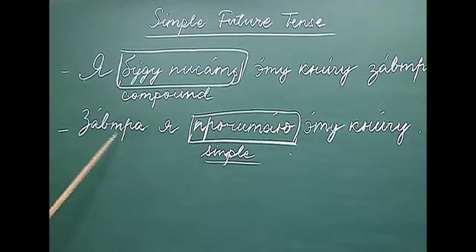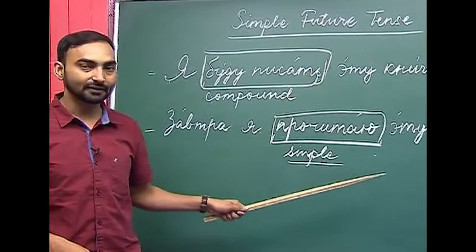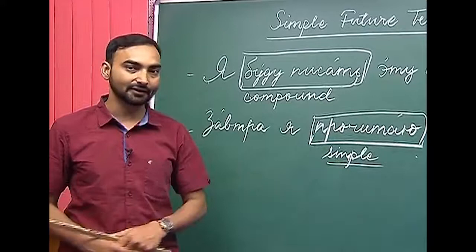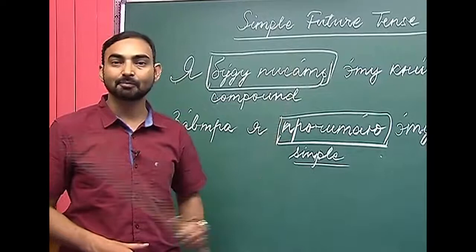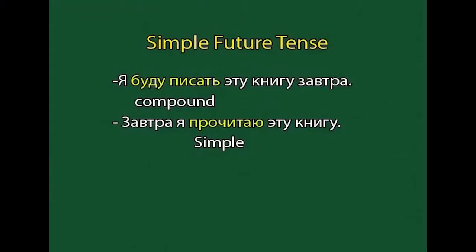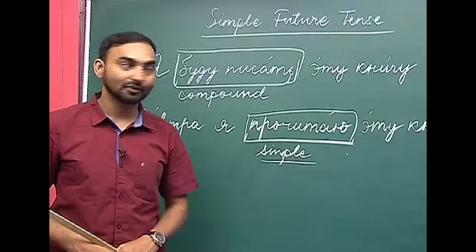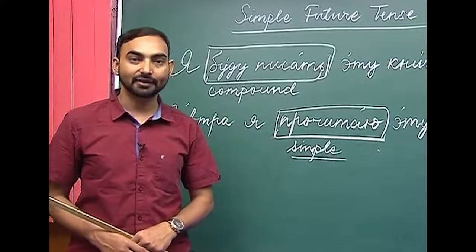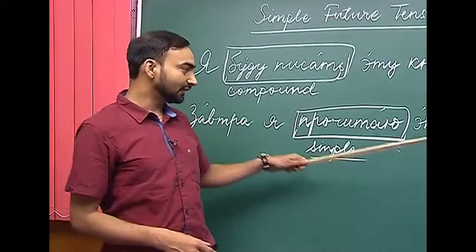Now, you will say that both these sentences mean the same thing, I will read this book tomorrow. But this can be better understood in Hindi. If we translate both these sentences in Hindi, the first one would be translated as Kal main yah kitab padhunga. And if you translate the other sentence, Zavtra ya prachitayu etu knigu, it will be translated as Kal main yah kitab padh lunga. So, here I am saying padhunga and here padh lunga. So, in the second sentence, we are telling the audience about the completion of an action, padh lunga. It denotes the completion. So, that is why we are using the perfective aspect.